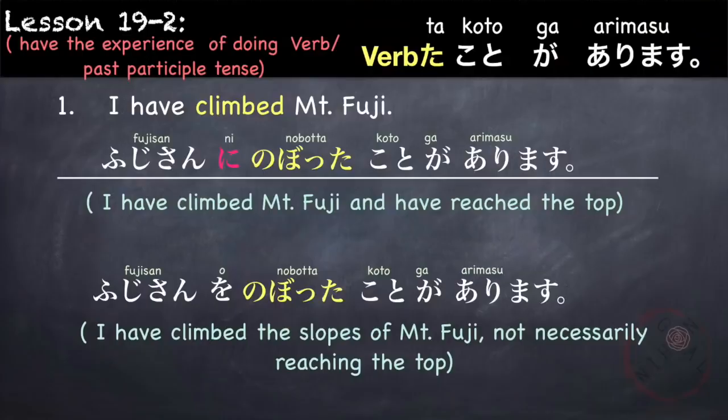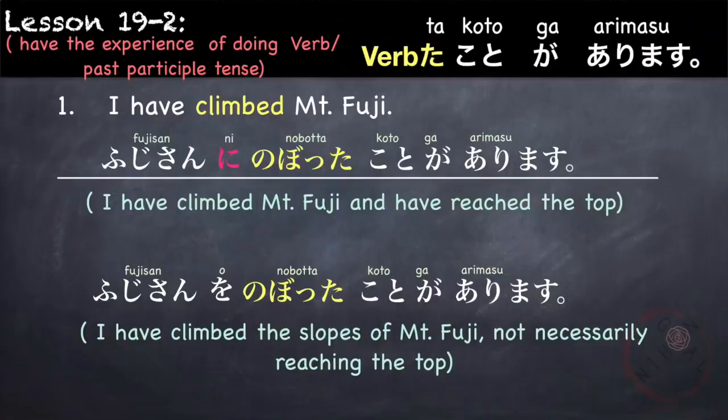As you know, particle o is used to mark the direct object of an action, for example, keki o tabemasu, while particle ni is used to mark the end goal or the destination of an action, for example, densha ni norimasu. So, in the sentence, Fujisan ni noborimasu or Fujisan ni nobotta koto ga arimasu, this means to climb up to the top or reach the summit, which is the destination or the end goal of the action, noborimasu.